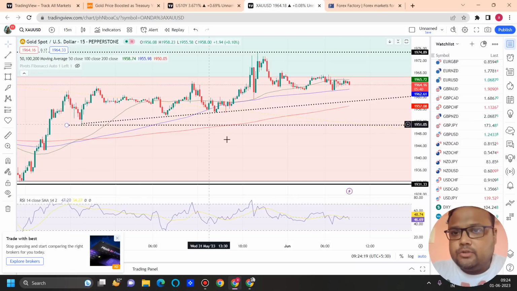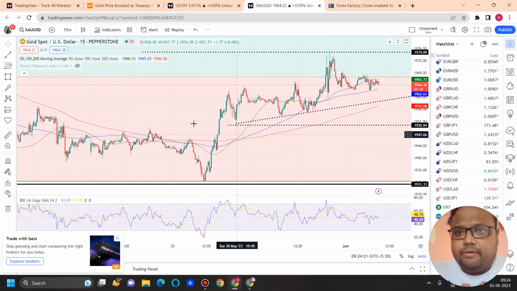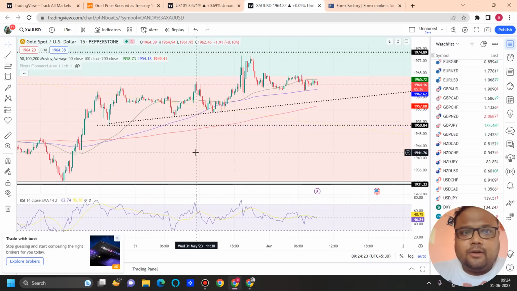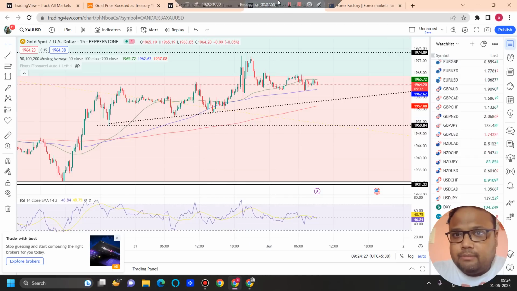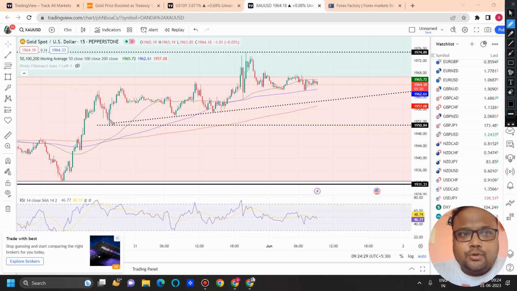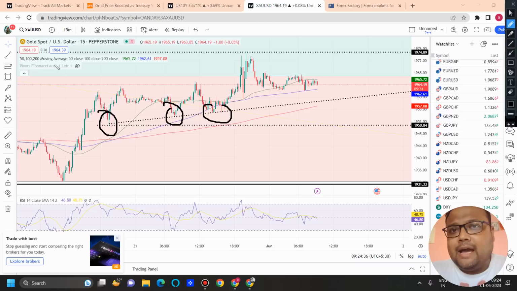For that we need to switch to the 15 minutes time frame. Right now we are on the 15 minutes time frame, and you can see that we have the trend line acting as support for the market. This trend line is also not very reliable, because it is a trend line from the 15 minutes time frame. High time frame, high reliability; low time frame, low reliability.